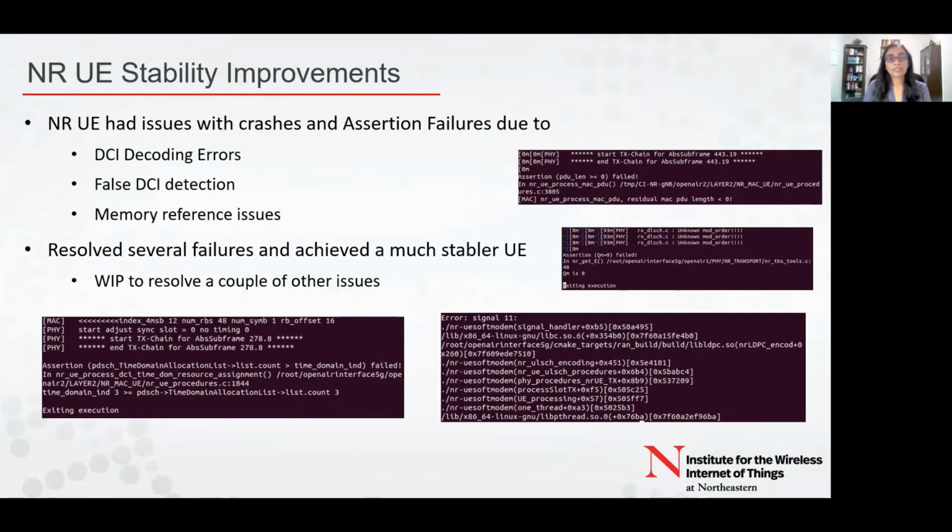The UE process is much more stable now with fewer errors. Very importantly, we will continue to test and validate the UE to ensure we continue to have a stable implementation. We are also working on introducing additional sanity checks in the code to ensure that we catch any unexpected behavior sooner.